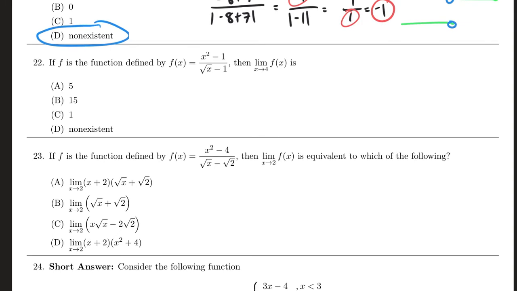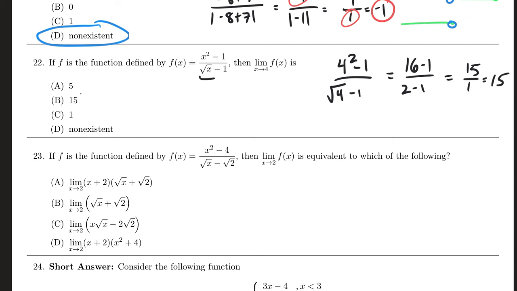Number 22 is not really a trick question, but in a sense, you might end up doing more work than you have to because you see the square root and you want to do the conjugate. But remember, the first thing you should always do with a limit is try to plug in 4. In this case, if you plug in 4, nothing bad happens. I just get 15. And if you just get a number when you plug in your limit, that's going to be the answer.